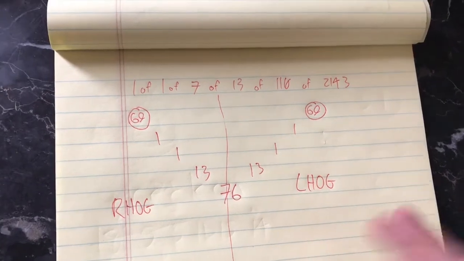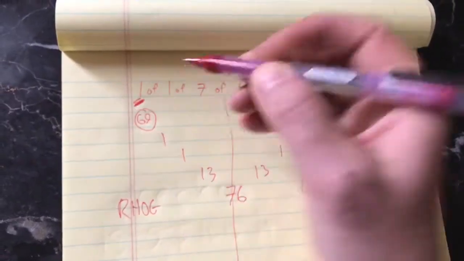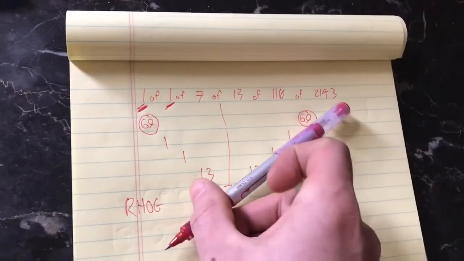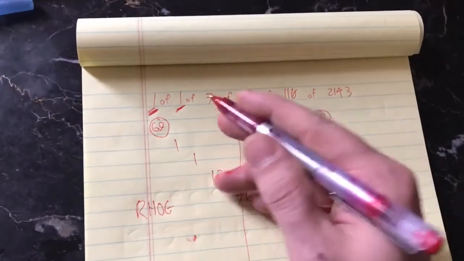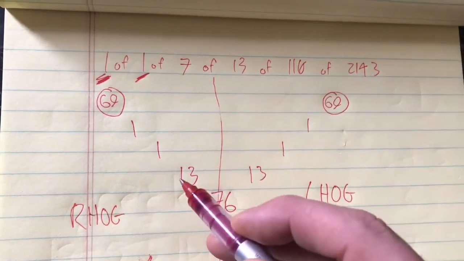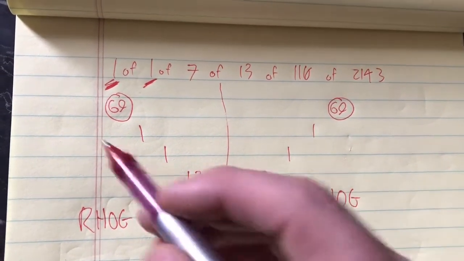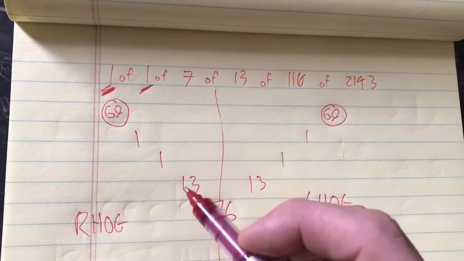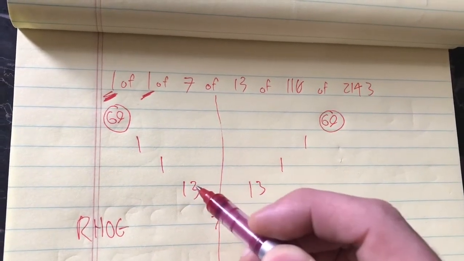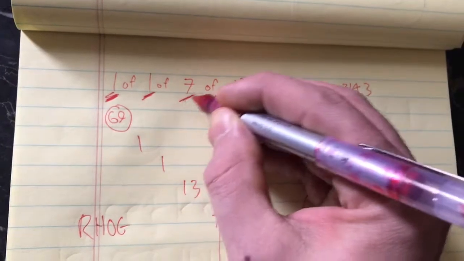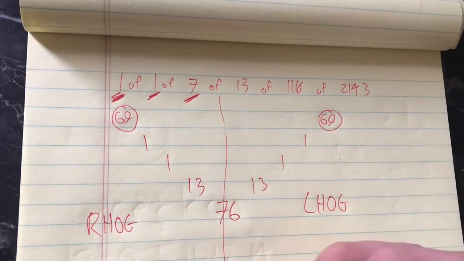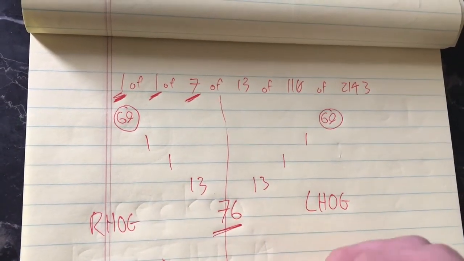So, 1 is this. Of 1 is that. Of 7. Now 7 means the 6, the 9, the bubble, the 1, the 1, the 1, and the 3 to make the 76. Because 1, 2, 3, 4, 5, 6, 7 things is 69, 70, 71, 72, 73, 74, 75, 76. So the 7 things are going to be 1, 2, 3, 1, 1, 1, 2. Of 13, 7 and 6 is 13.